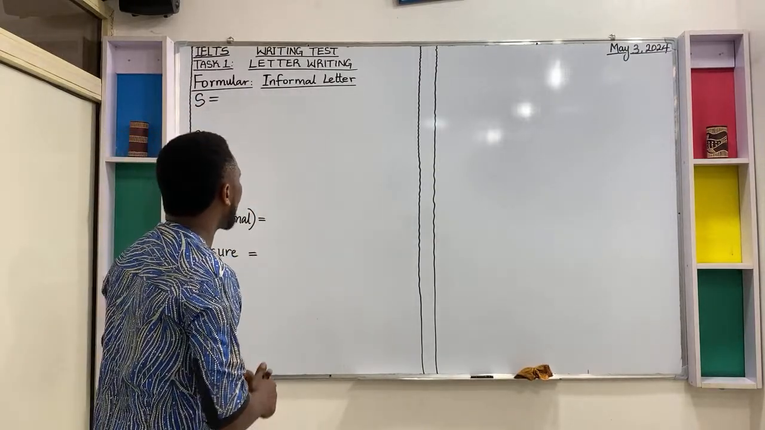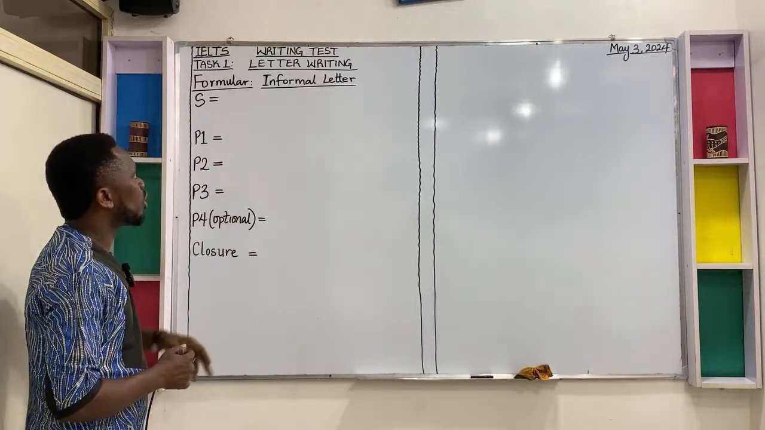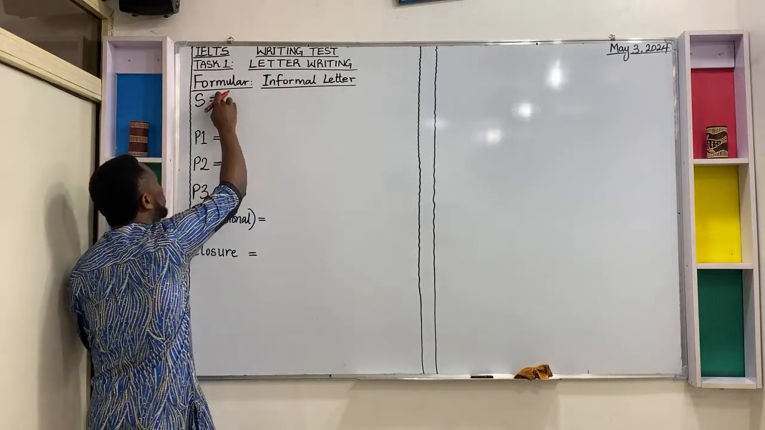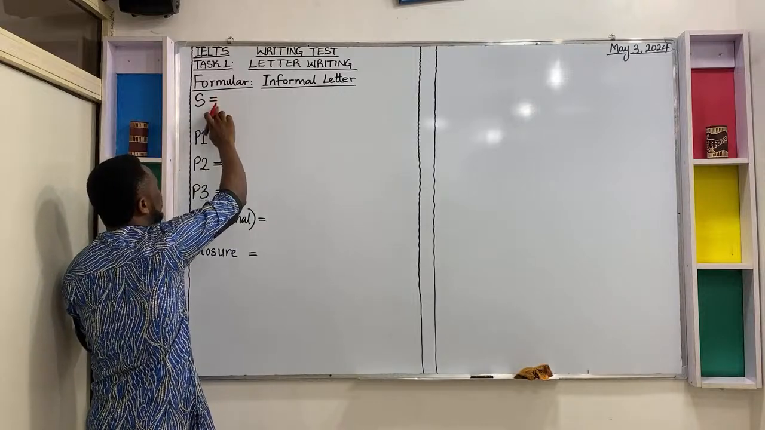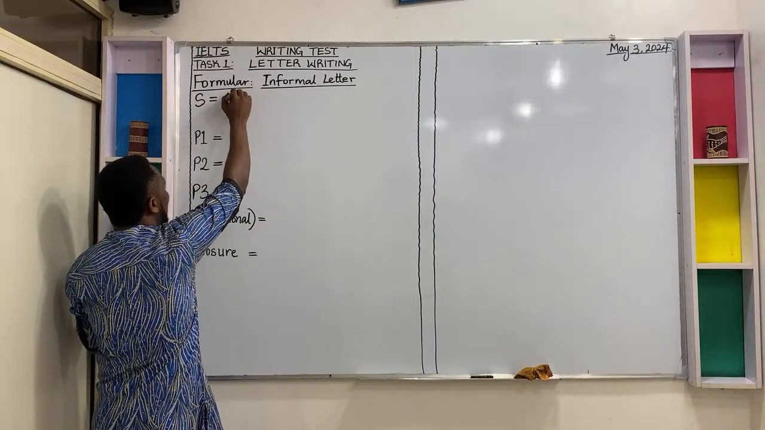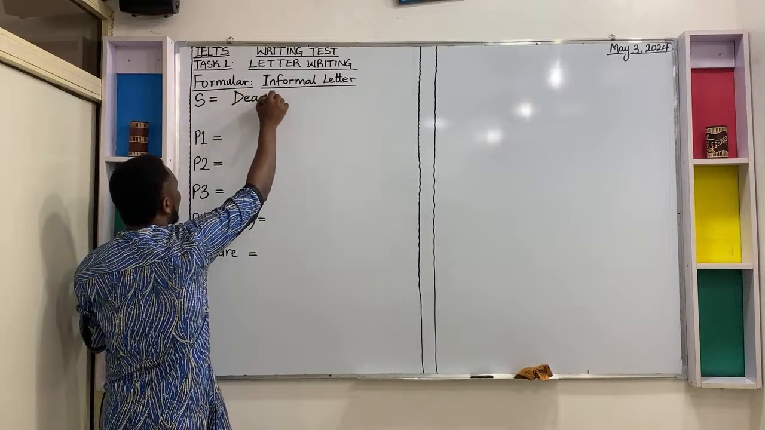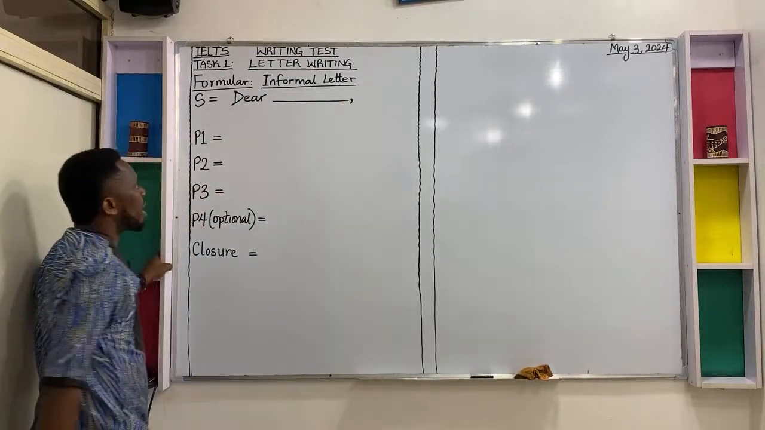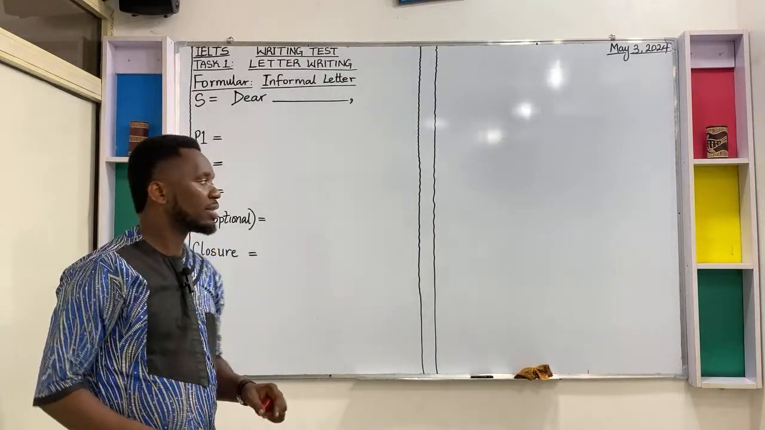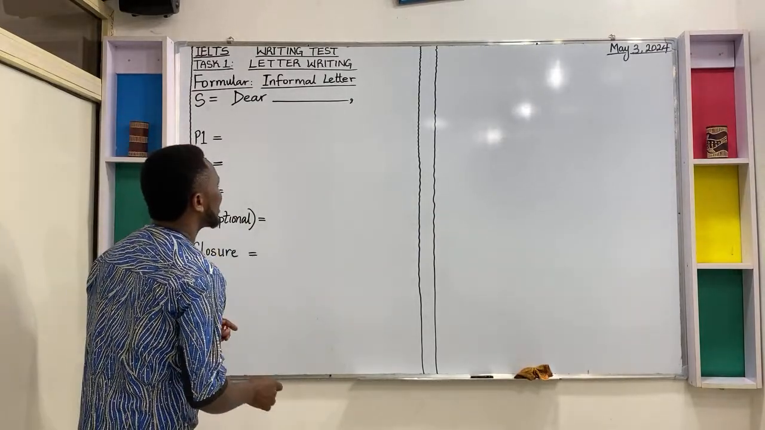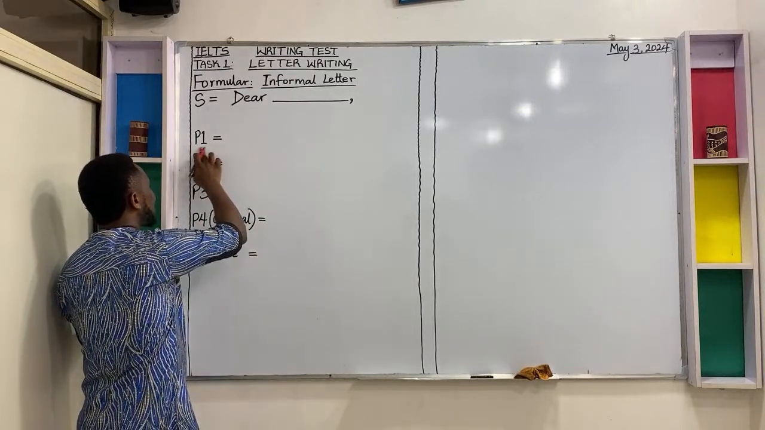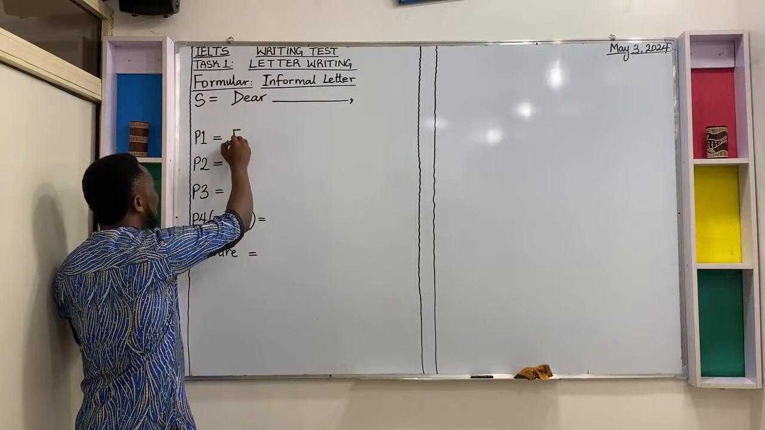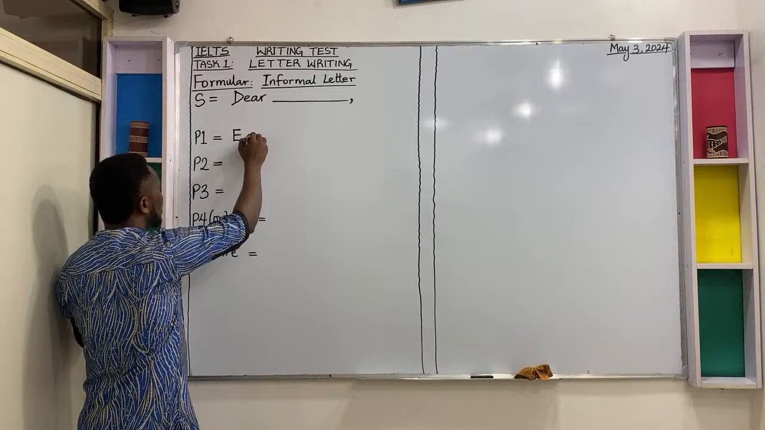Now let's look at how to apply the formula to treat or take on your informal letters. Like I said earlier, the first thing you must begin your letter with is salutation. So salutation in an informal letter must begin as dear whoever it is you're writing to, then a comma. Right? So after your dear whoever it is, the next thing is your first paragraph. Your first paragraph should indicate what we call exchange of pleasantries.